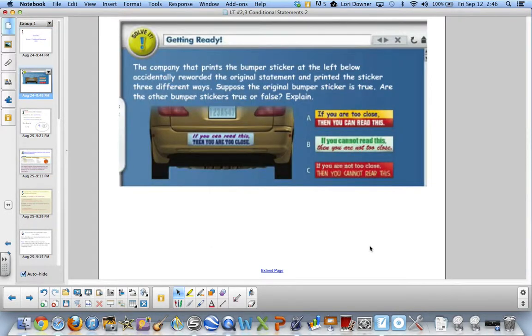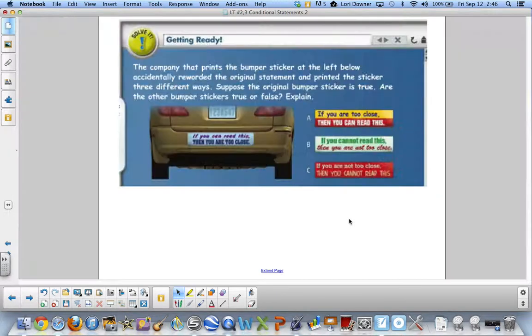Have you ever seen a bumper sticker that said, if you can read this, then you are too close? Well, we could switch that around and say, if you are too close, then you can read this. Or if you cannot read this, then you are not too close. Or if you are not too close, then you cannot read this. Those variations we are going to look at today.